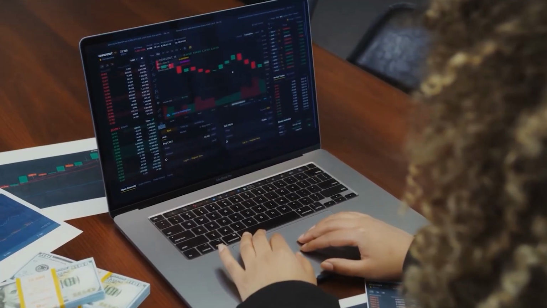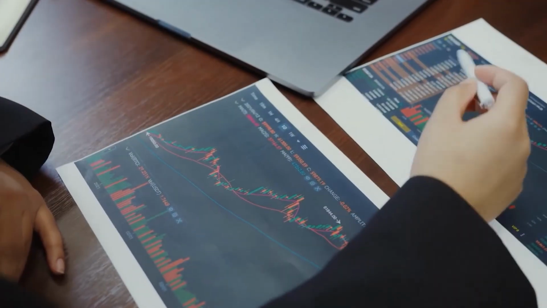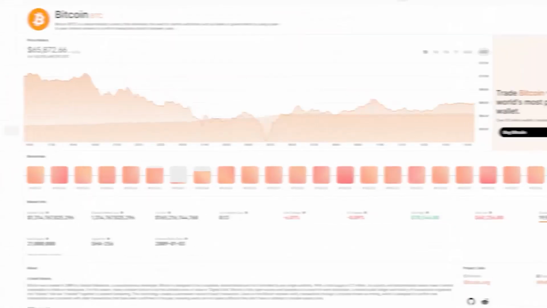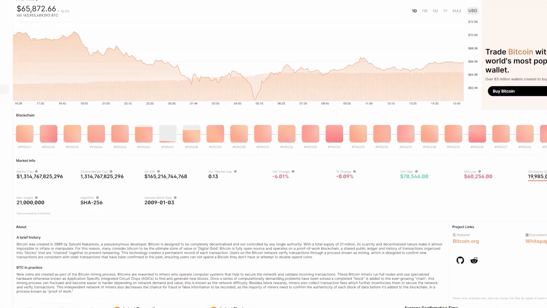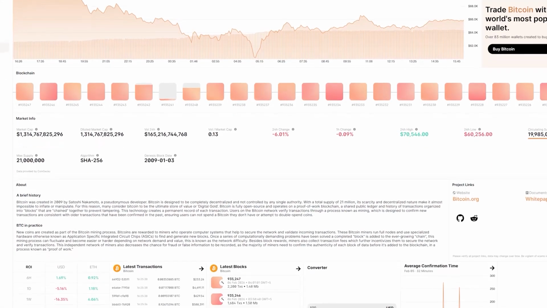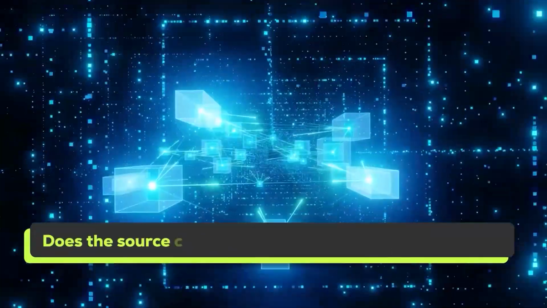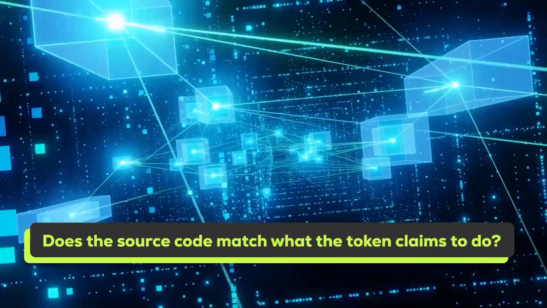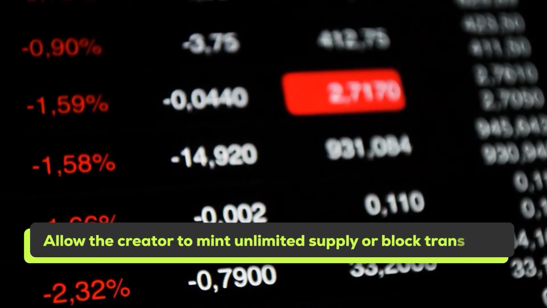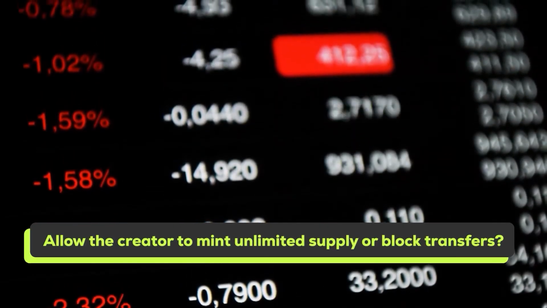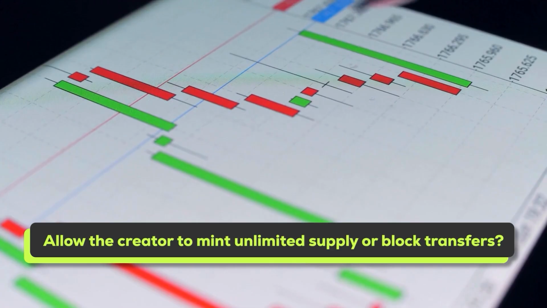The most useful beginner skill is checking whether a token contract is safe. Start by opening the token contract page on a blockchain explorer. Look for basic signals. Is the contract verified? Does the source code match what the token claims to do? Are there functions that allow the creator to mint unlimited supply or block transfers?